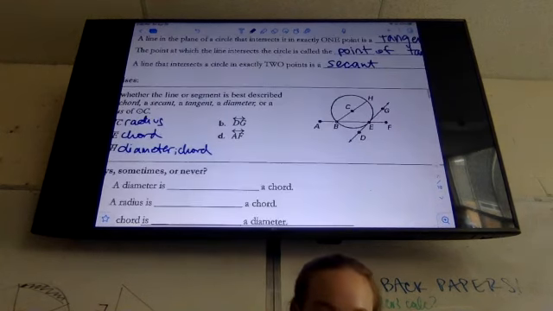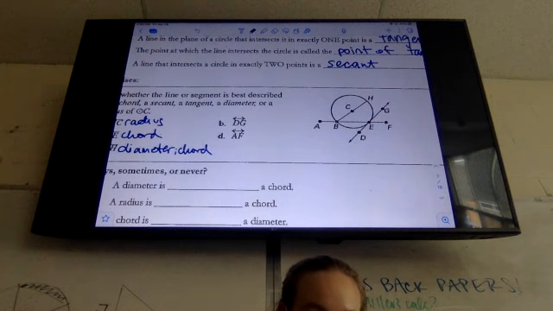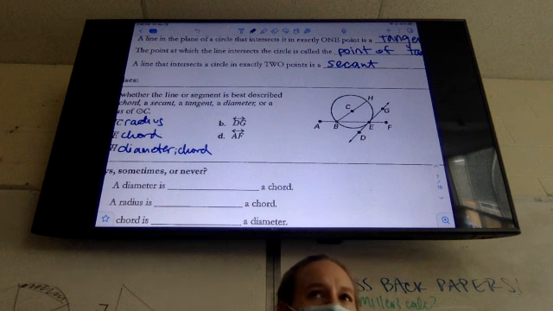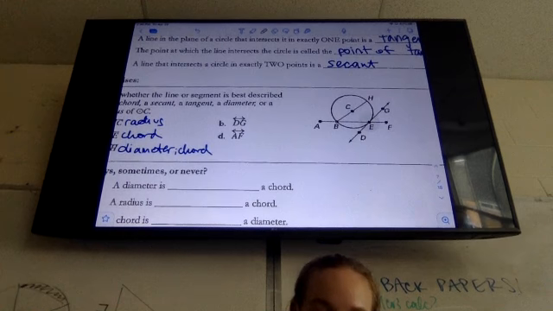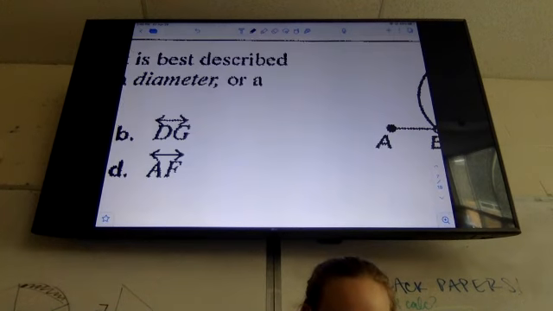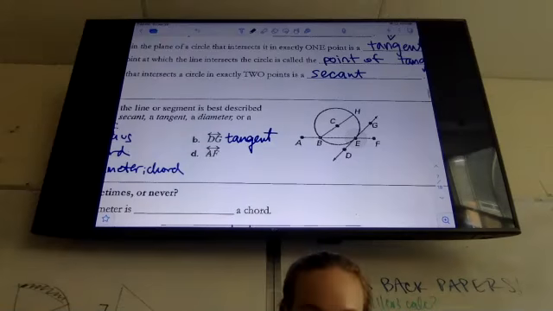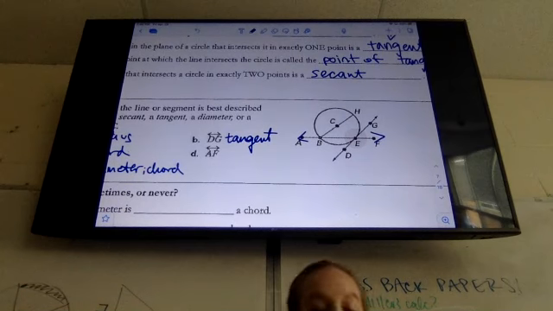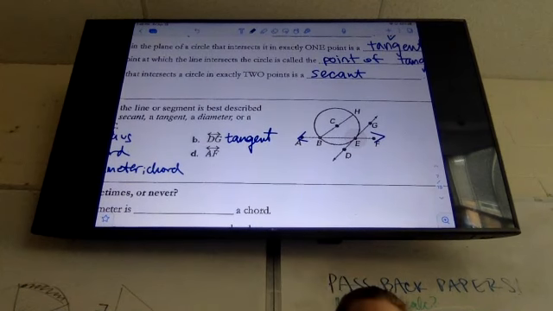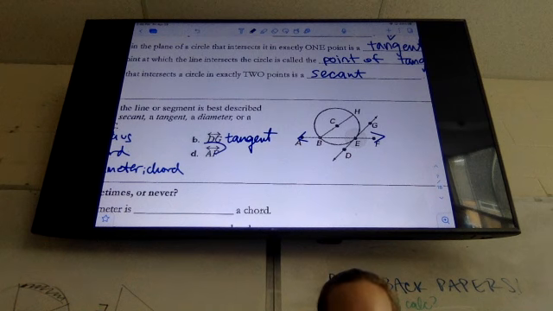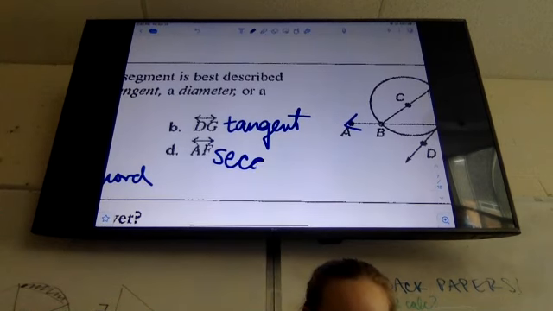What about line DG? Line DG. Tangent. What's its point of tangency? E as an elephant. So DG is my tangent line, and its point of tangency is E. What about AF? Let's put arrows on the end. Let's pretend like it goes on and on forever. I'm going to still call AF a secant because we're talking about the line that goes through the circle and doesn't end. Lines don't end. So we're going to call that a secant.